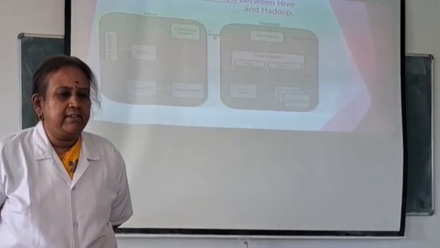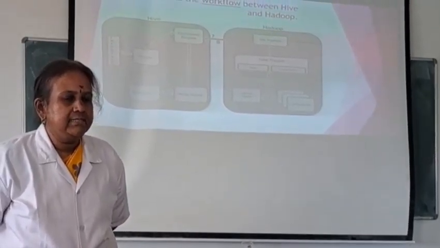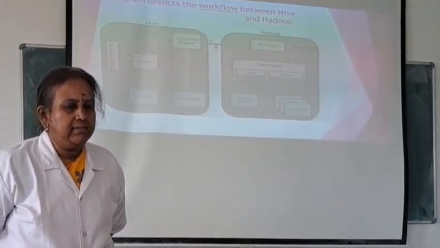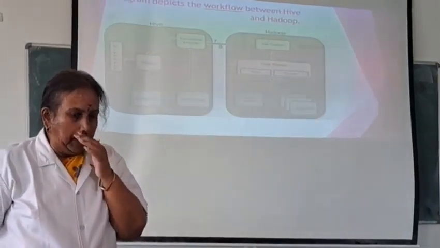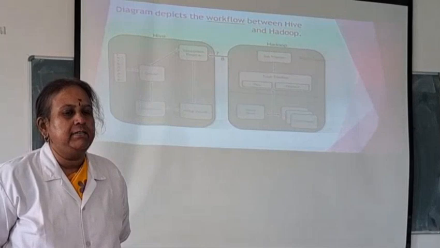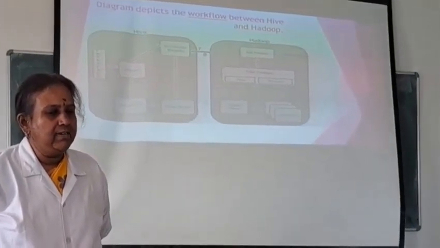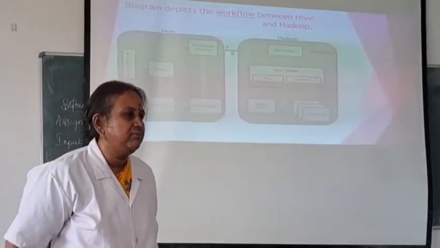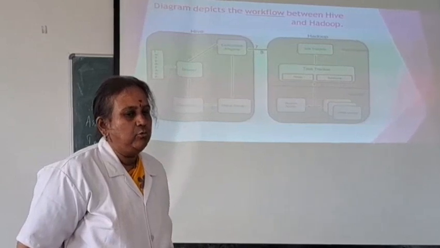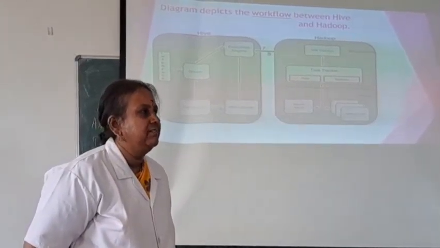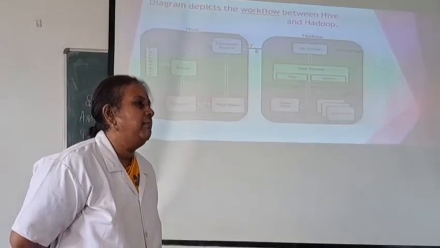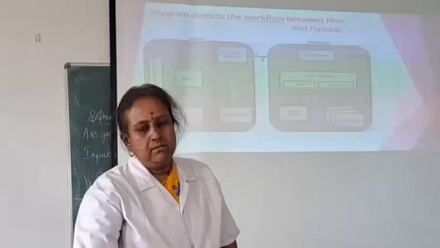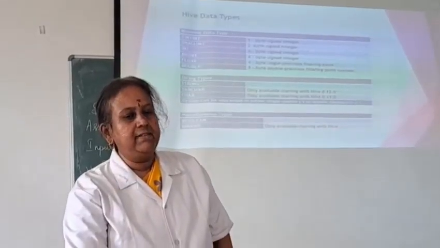So first is your interface, next is your driver, next is your compiler, next is your metastore, then comes your map process, which is nothing but your job tracker, then your task tracker, then comes your name node and data node, which is nothing but your HDFS files, then back to your execution engine. Okay, the processed data will be stored back again in the execution engine, which is nothing but your database. So we'll see the Hive database.